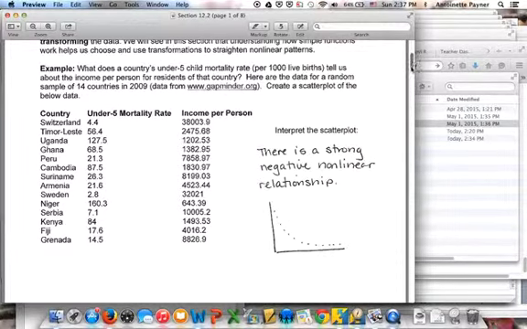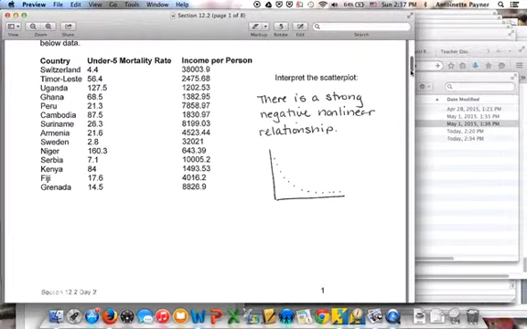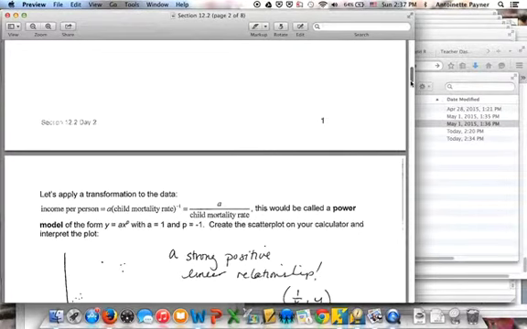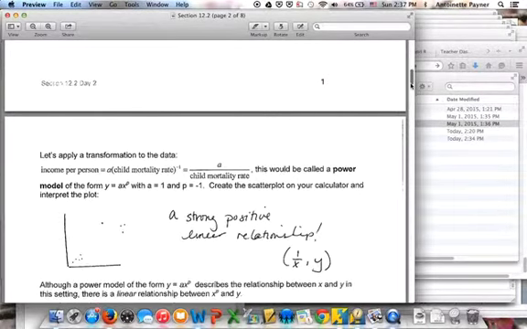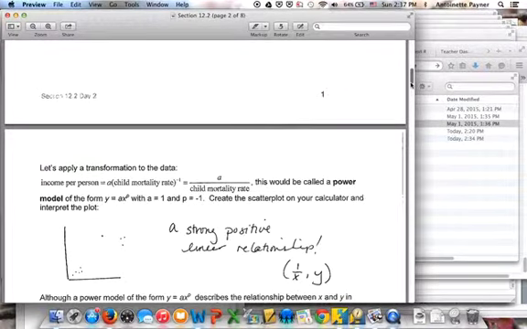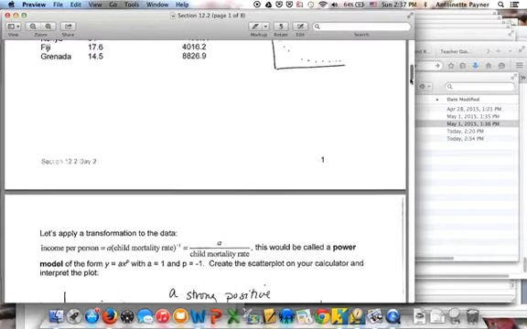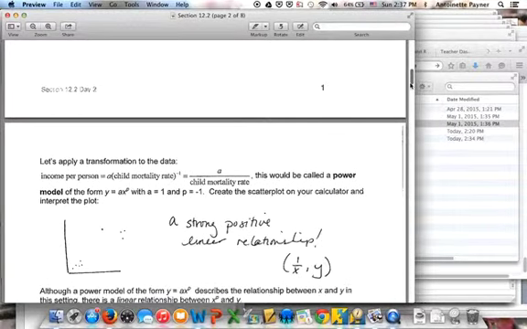So it's not linear. I can use power models or log models instead of a linear regression model, but sometimes I can just transform the data and still use my familiar linear regression. So what we're going to do here is transform the data. Instead of using the x variable, the under 5 mortality rate, we're going to do 1 over that, and then still use the y as it is. And if we do that, we see this scatter plot, which creates a strong linear relationship.